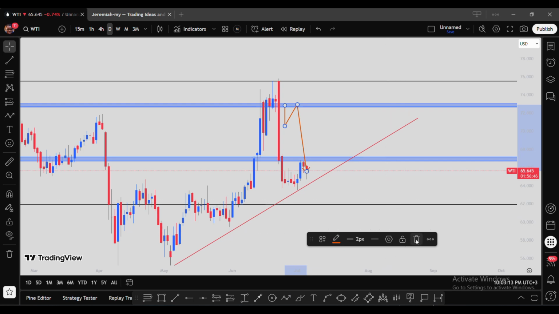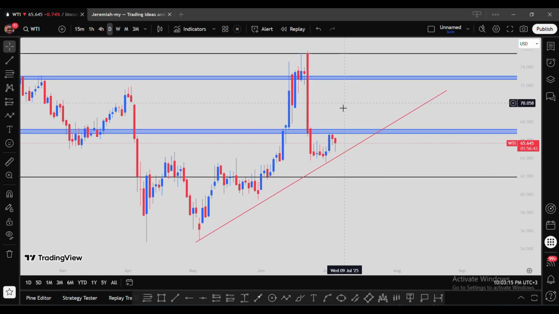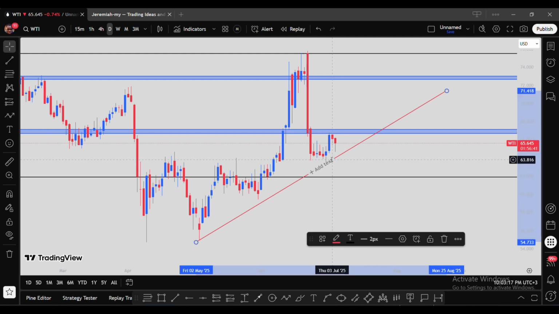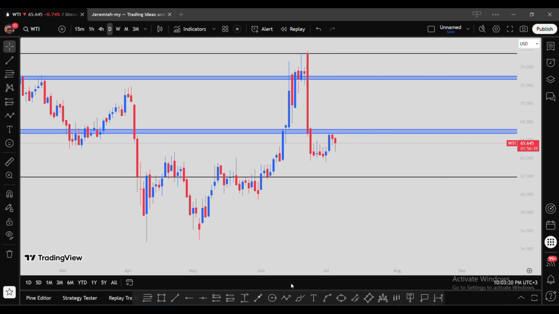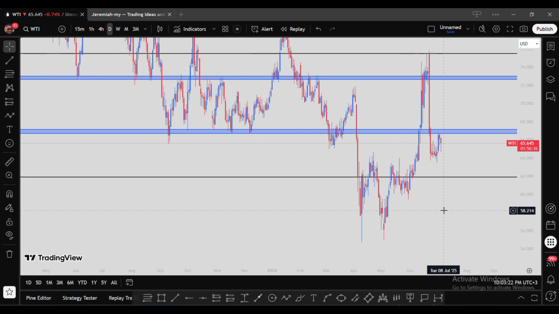But that does not happen. Price just dropped from here, so that's why I did not get an entry on this trade. But that's by the way. So that's just it on crude oil at the moment.